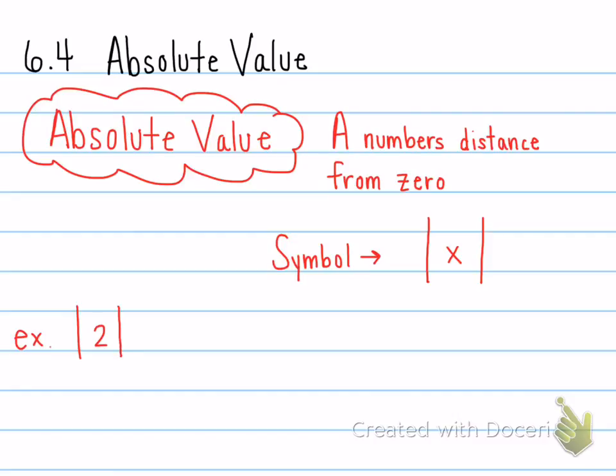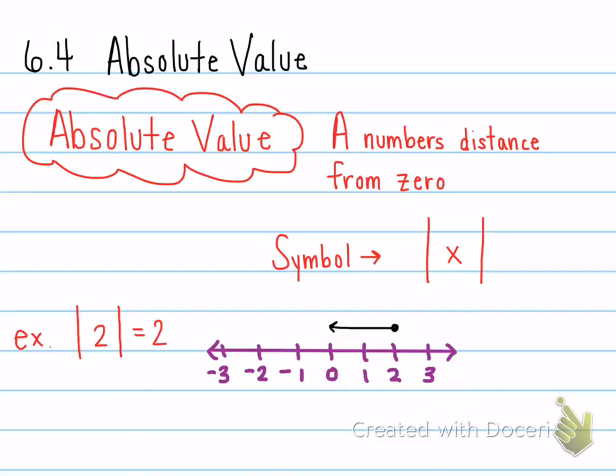I could use the number line to show this. So if I'm looking at the number 2, right here, I see that it is 2 spaces away from 0. So the absolute value of 2 equals 2.